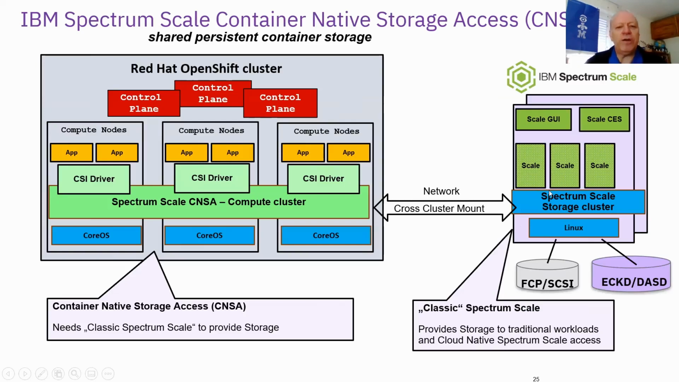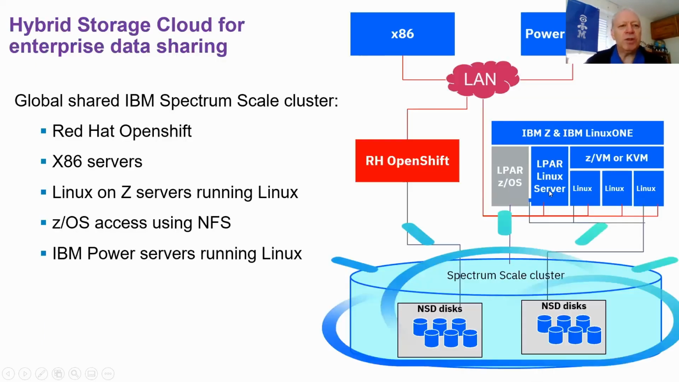The advantage of having that is also that you can build basically a hybrid storage cloud for your enterprise, because you can have your x86, your Power system, your z/OS, your Linux accessing this data. And that's one of the areas where we see customers right now from different perspectives. They're introducing an IBM Spectrum Scale cluster.